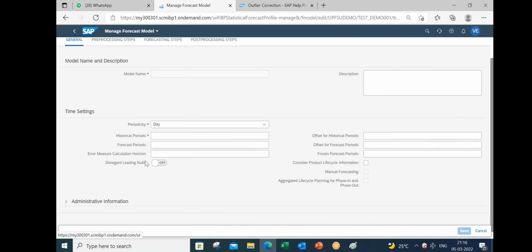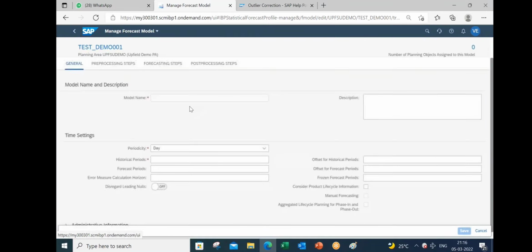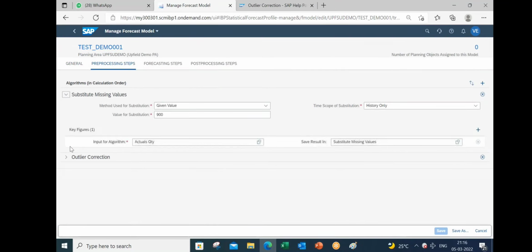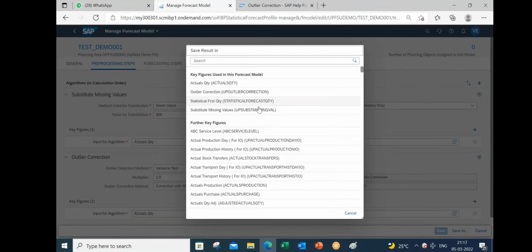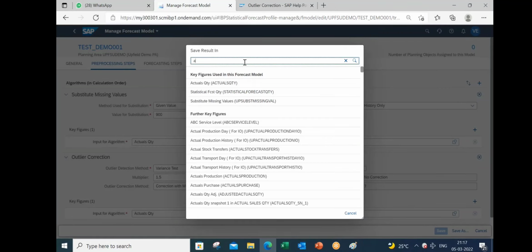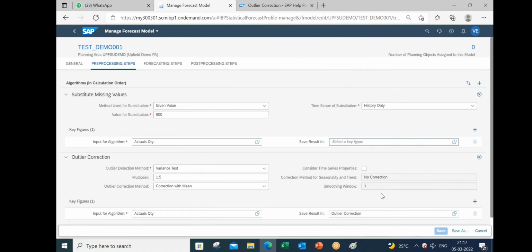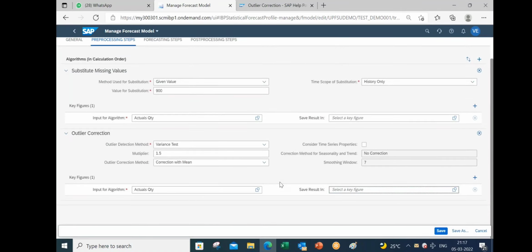Okay, I think we have given those key figures. Actually, we are not using these key figures. Maybe we have not defined them in our planning area. Okay, so I'll just remove them. But what I will do is give some other key figure which we can use as a dummy key figure. Let's remove this, because I think that's why it is throwing that error. We have not created these key figures.